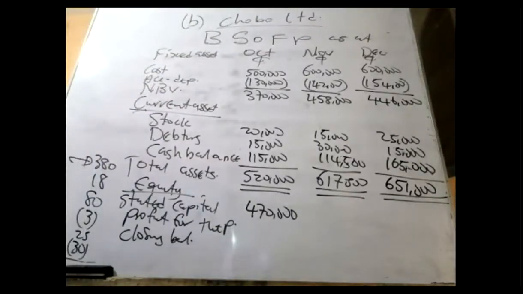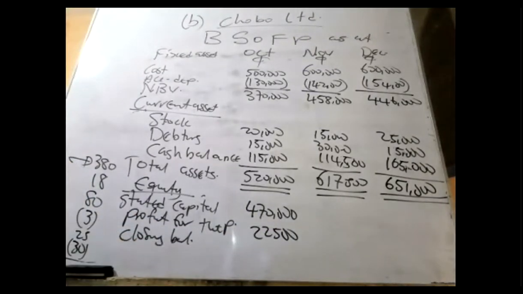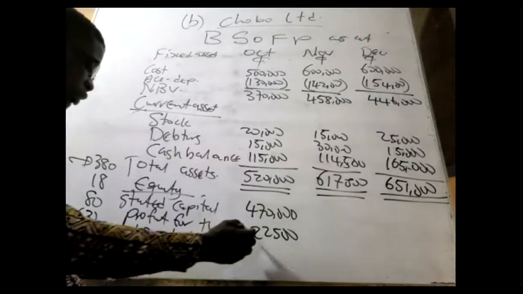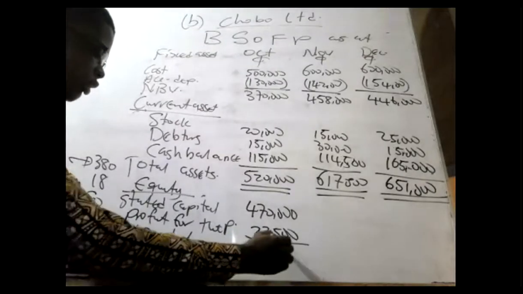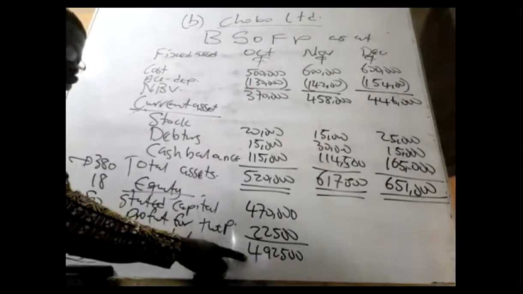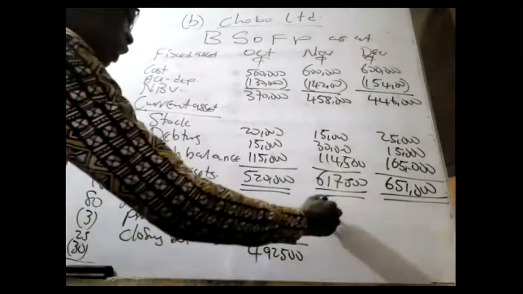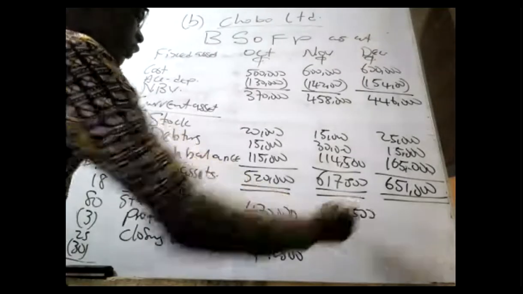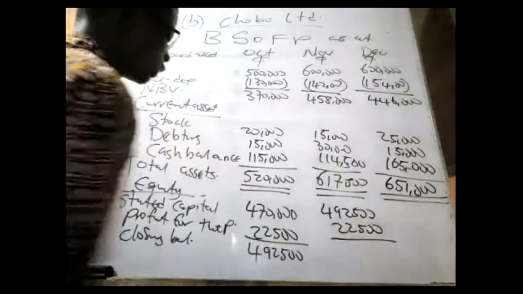Profit after tax for that of October, we have 22,500, agreed. When I add this together, I get a closing balance of 492,500. This becomes the opening balance for this particular year. So opening balance becomes 492,500. Profit for the year was the same, 22,500. Putting this together, what do you get?